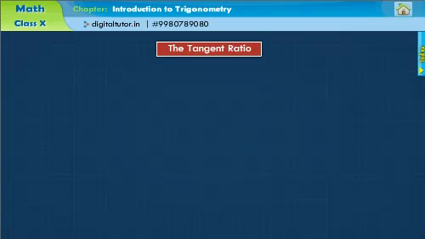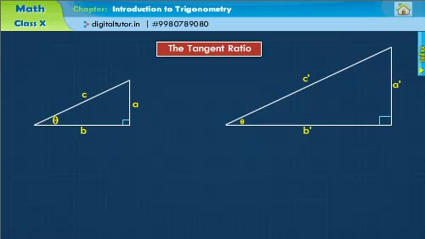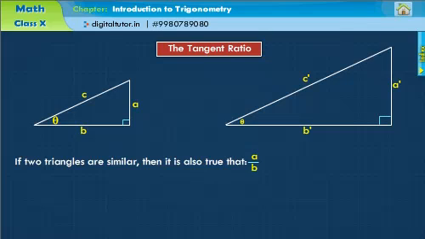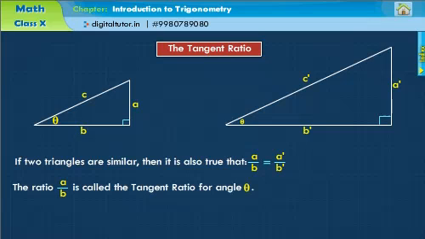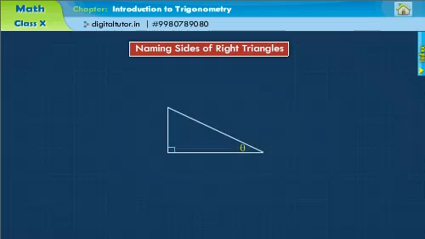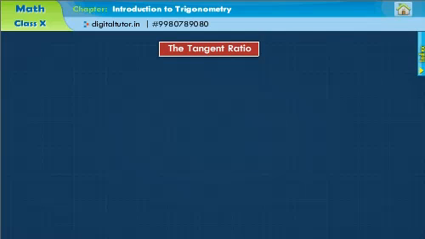The tangent ratio. If two triangles are similar, then it is also true that a by b is equal to a dash by b dash. The ratio a by b is called the tangent ratio for angle theta. Naming sides of right triangles. The tangent ratio.